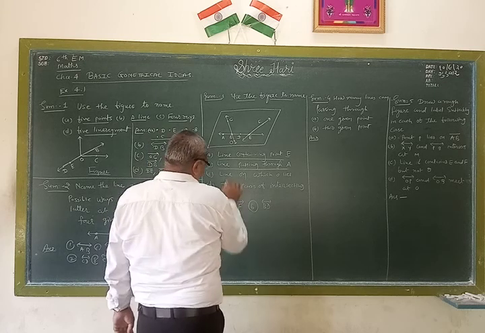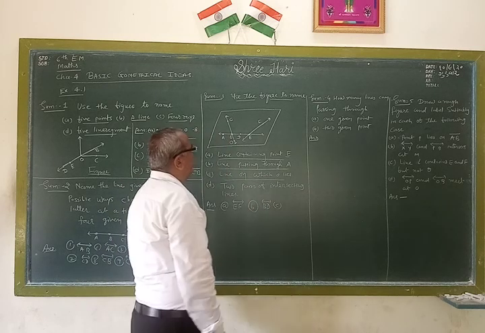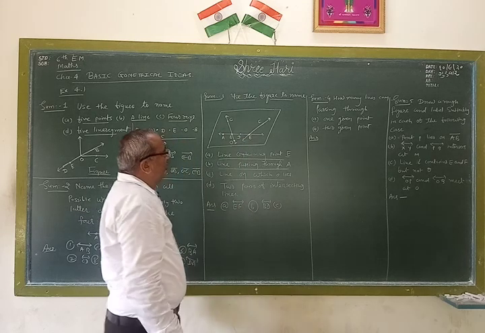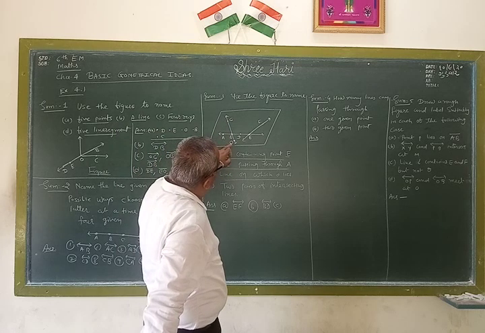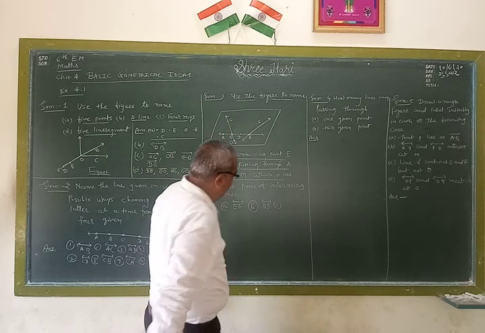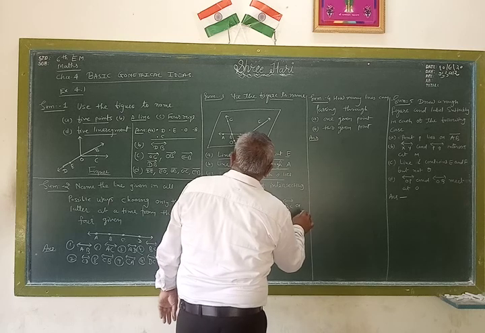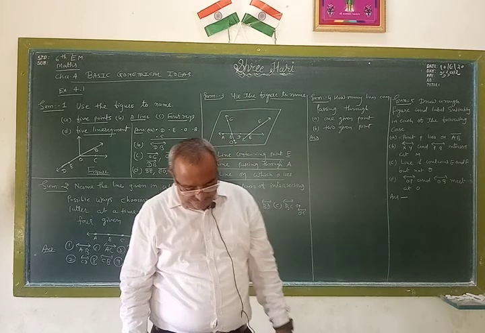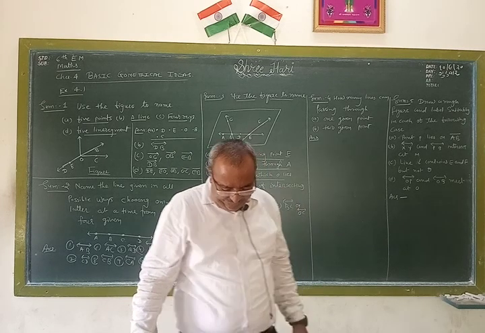Now, answer of C: the line on which O lies. Where is O? So this is point O. O lies on line OC or BC, line BC or line OC. These both lines have the point on them.